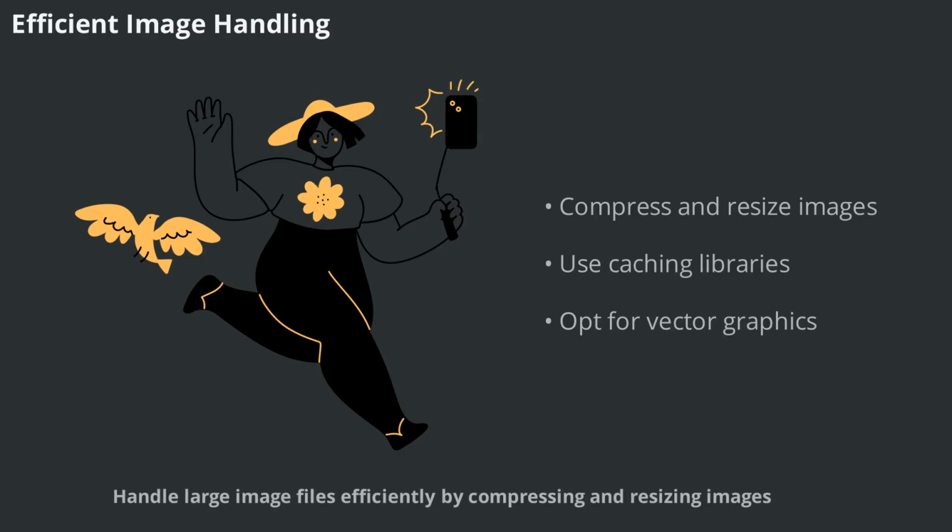Handle large image files efficiently by compressing and resizing images, using libraries like Glide, Picasso, or Coil for caching and loading, and opting for vector images or modern formats like WebP. Caching frequently used images reduces memory consumption and speeds up loading, ensuring smooth UI performance.